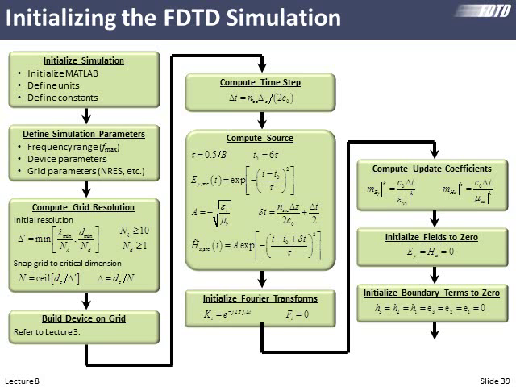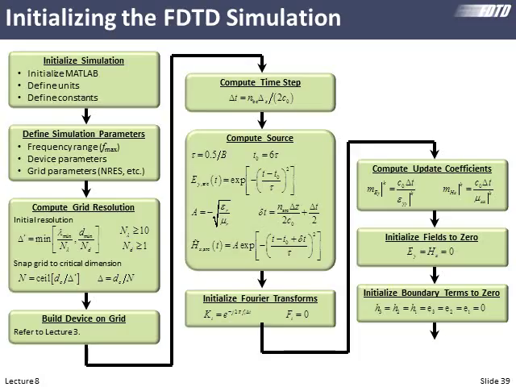So let's pull all of this together into a block diagram. First step is initialize MATLAB. So we clear figure windows, clear memory, clear the command window, anything like that you might want to do. Maybe define constants, meters equals one. So you have length, you have frequency, stuff like that. Then we go on to defining the simulation parameters. What frequencies are you interested in Fourier transforming? How big is your device? What materials is it made of? Your grid resolution parameters. Do you want to represent every wavelength with 10 cells, 20 cells, etc.?